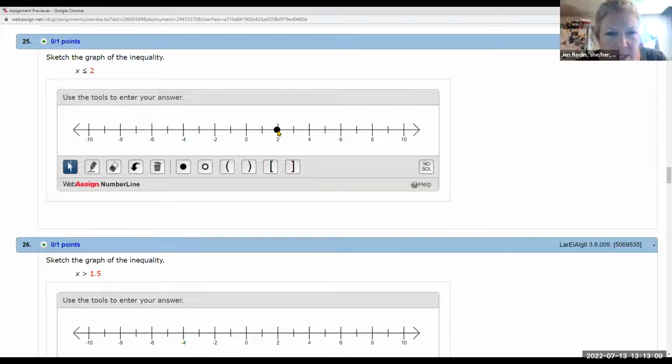Sometimes if your WebAssign ever glitches up on you and makes you frustrated, just take a screenshot or write it on paper and send that to me, because sometimes it's a real pain in the neck, these are. And so that would be less than, that is to the left of.